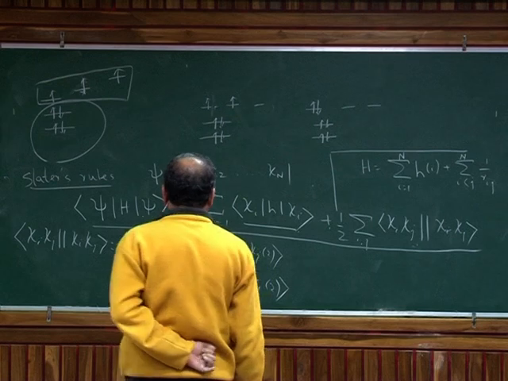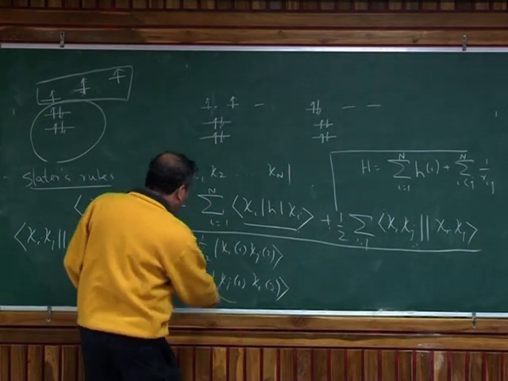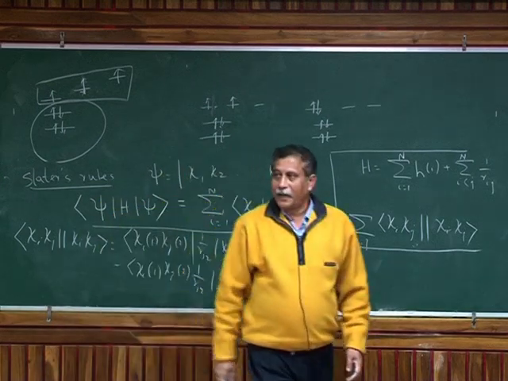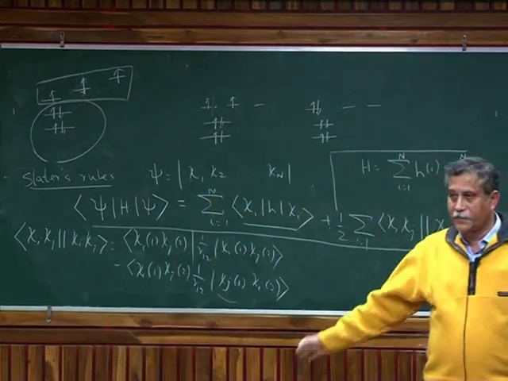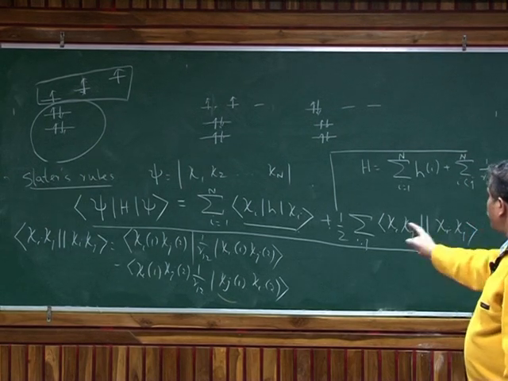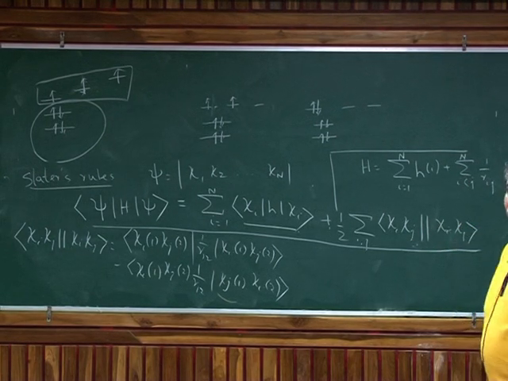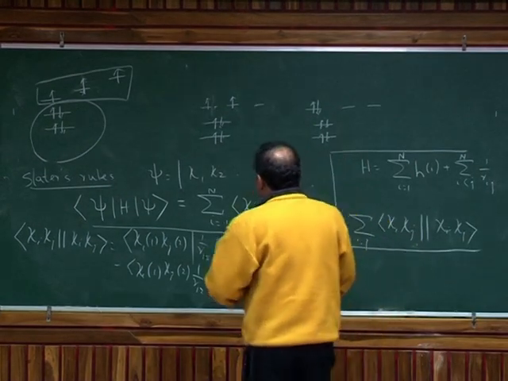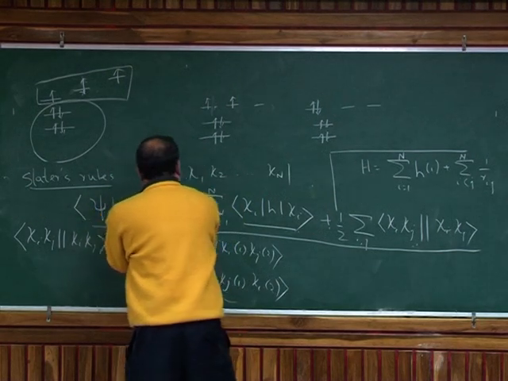1 and 2 in the second? Yeah, the second one. No, I wrote χ_j(1). Of course, they are reversed. It's exchange. So χ_i(1) χ_j(2), 1 by r_12, χ_j(1) χ_i(2). So you can see the simplification. A many-dimensional integral has now been simplified.